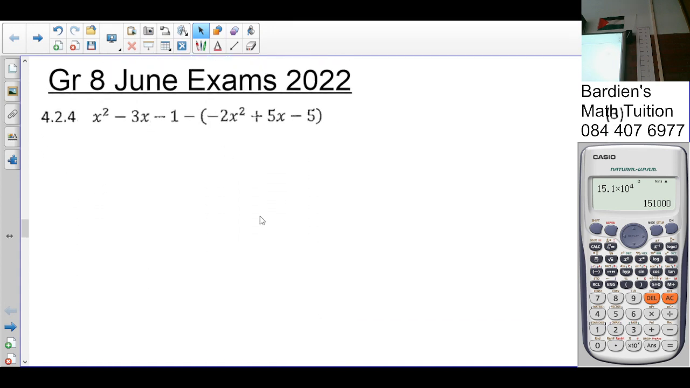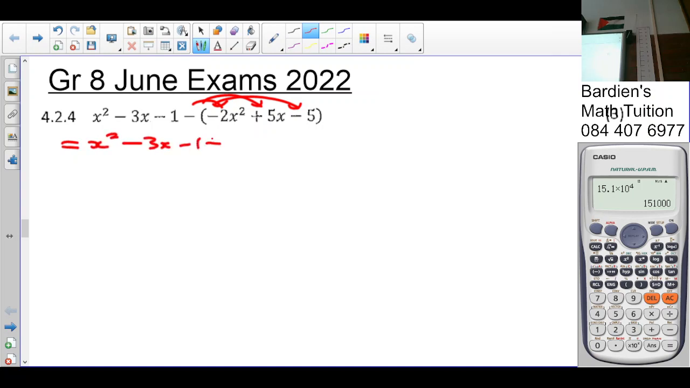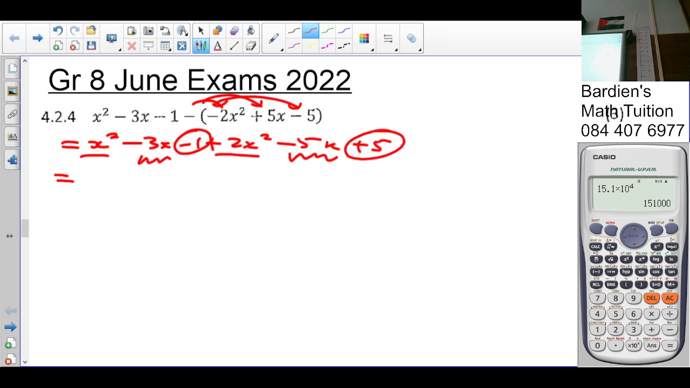4.2.4. Let's get rid of the bracket by multiplying the negative. So we simplify. So it's x squared minus 3x minus 1 plus 2x squared minus 5x plus 5. Then now we'll add like terms. So what is x squared plus 2x squared? 3x squared. Negative 3x minus 5x, negative 8x. Minus 1 plus 5 is 4.